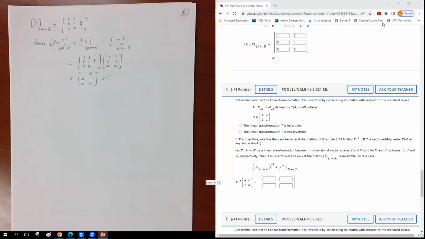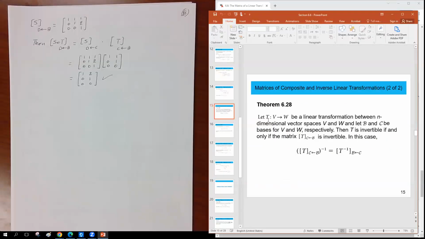Theorem 6.28: let T be a linear transformation from V to W, between n-dimensional vector spaces V and W, and let B and C be bases, respectively. Then T is invertible. Invertible means there's an inverse. So this is really important. Invertible means there's an inverse, and that's what we need to find.